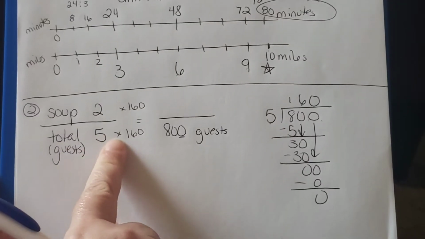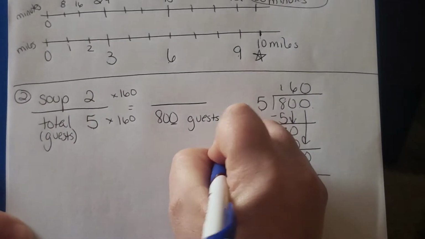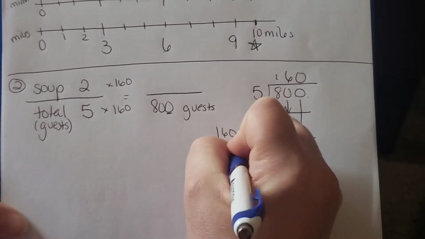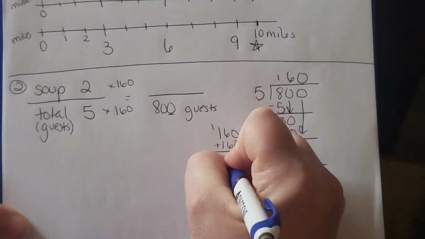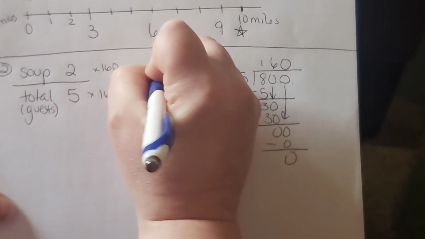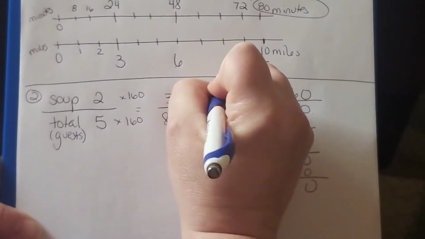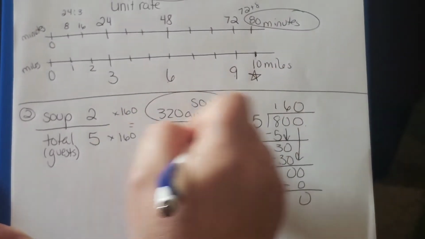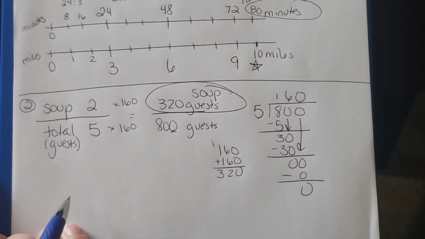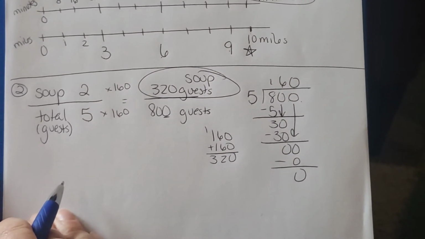So if I were to double 160, I would know that 320 guests out of 800 would have preferred the soup. Okay?